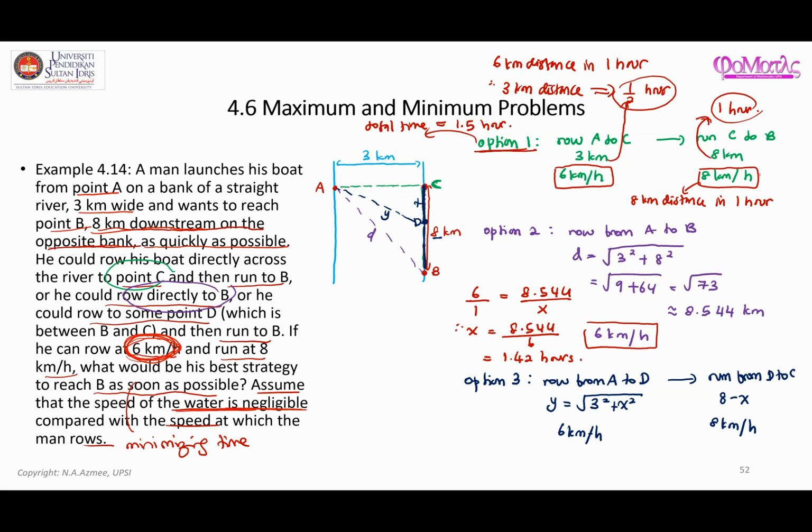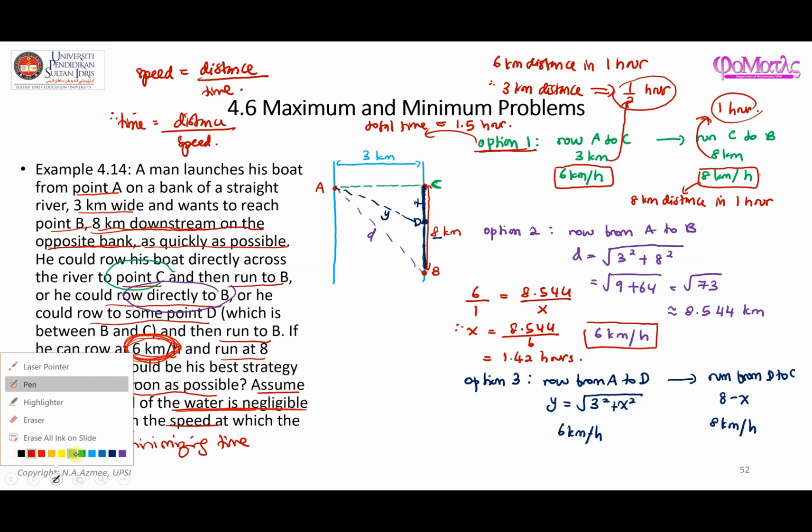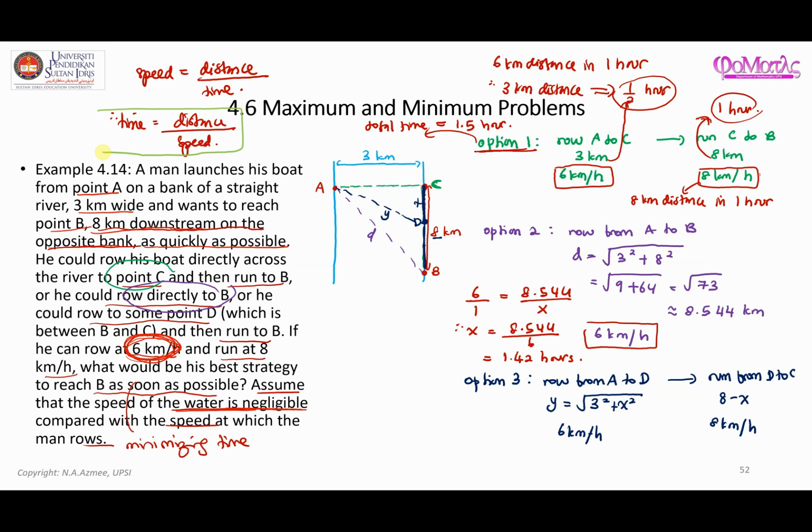Okay, so total time is 1.42 hours. Now if you are still confused with what's going on here, I hope you do remember that speed is just distance over time. This is distance over time, because you can see that this is the distance, this is time in hours. So if you want to know the time taken, time is just going to be distance over speed. This is the formula that relates speed, time and distance, and this is going to be useful as well.